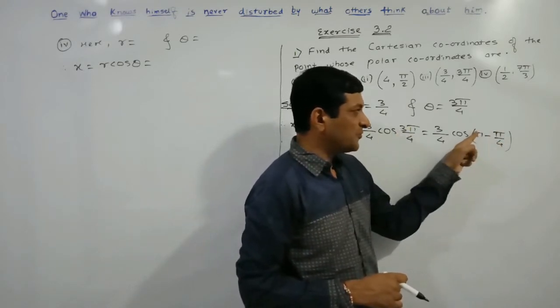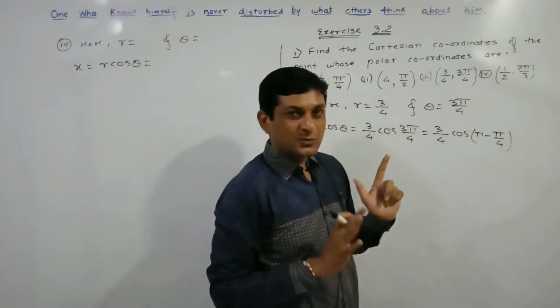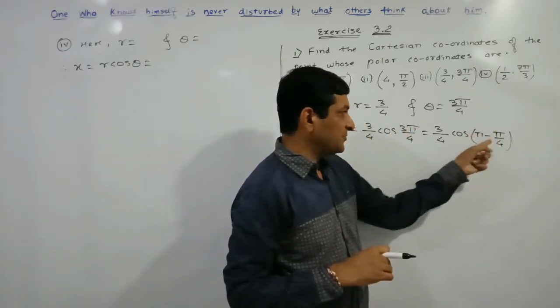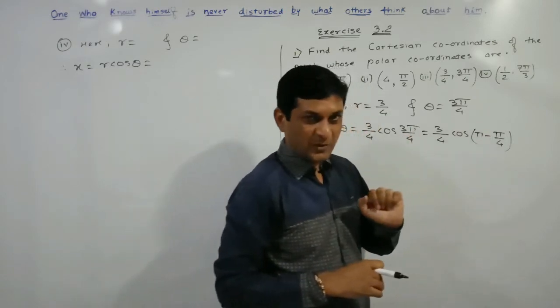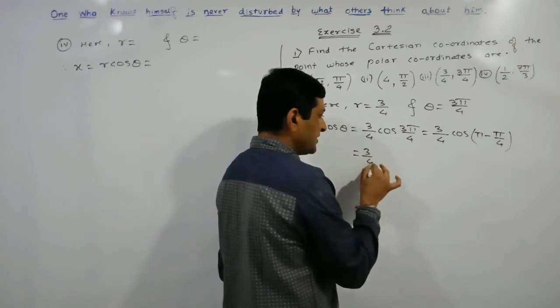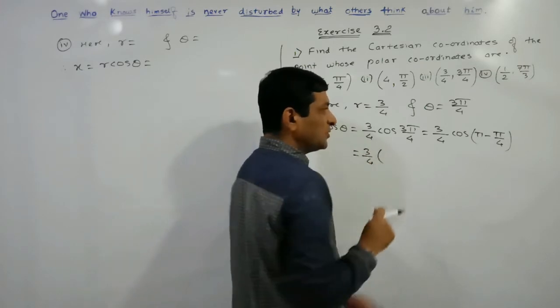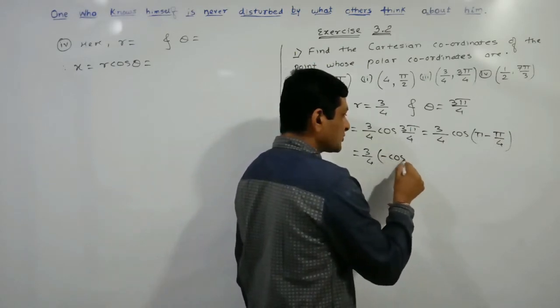4 into pi is 4 pi. 4 pi minus pi is 3 pi by 4. So after simplifying it we will get 3 pi by 4, means 3 pi by 4 can be written in this form, isn't it? So which is equal to, keep this first term 3 pi by 4 as it is, and we know that cos pi minus theta is equal to minus cos theta.